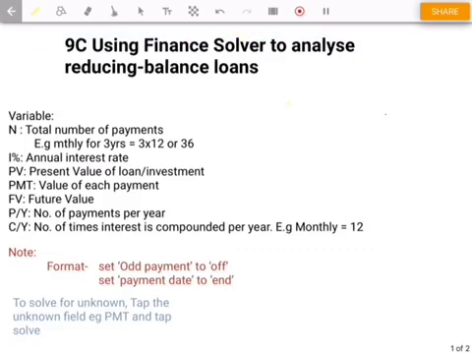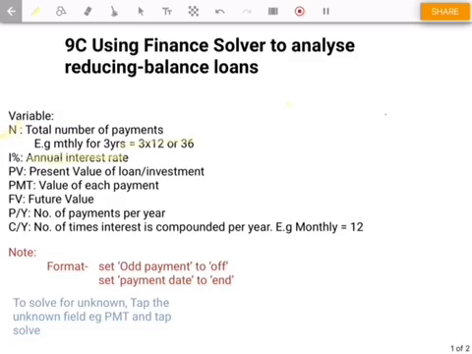Okay, so N is the total number of payments for the loan. For instance, if it's over 3 years, as I've got here, that's 36 payments. Now you can type just 3 times 12 into that field on your calculator and it'll come up with the correct answers, formulas, etc. I% is the annual interest rate given.